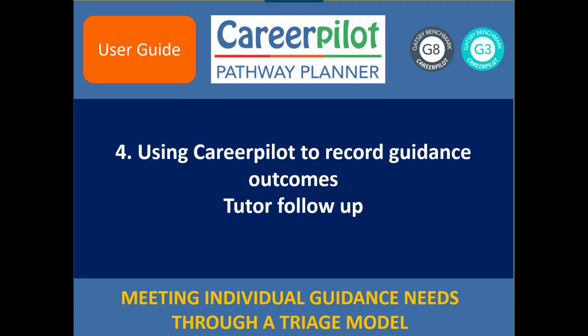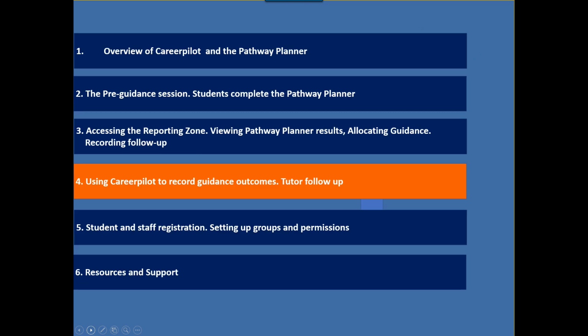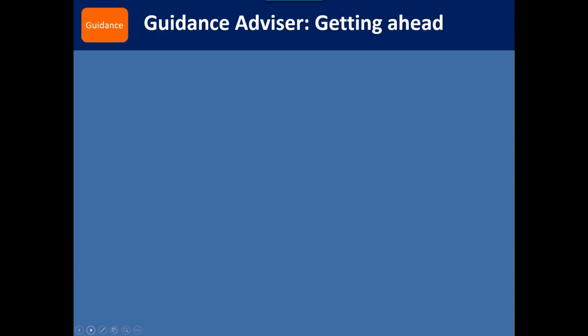This session is specifically about how you use Careerpilot to record guidance outcomes, reports and actions, but also how you can help tutors to do a follow-up. This is section 4 of the 6 stages of using the Pathway Planner, and all have short videos explaining the different parts.